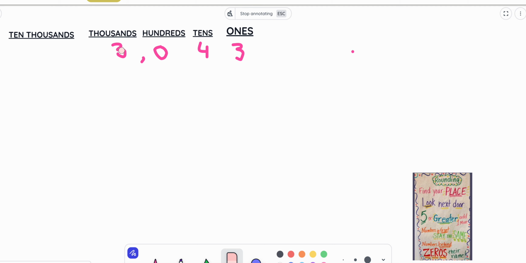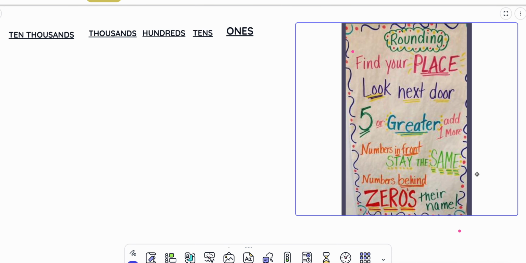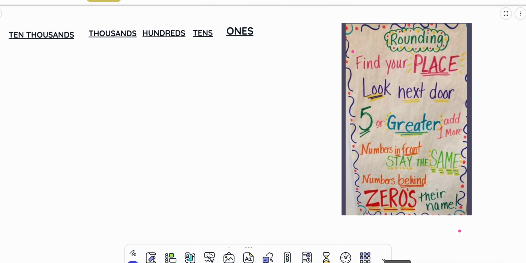And now, with place value, now that we understand it, we're going to talk about rounding. Rounding, easy peasy, lemon squeezy, all because Miss G has this really cute little rhyme that will help you.